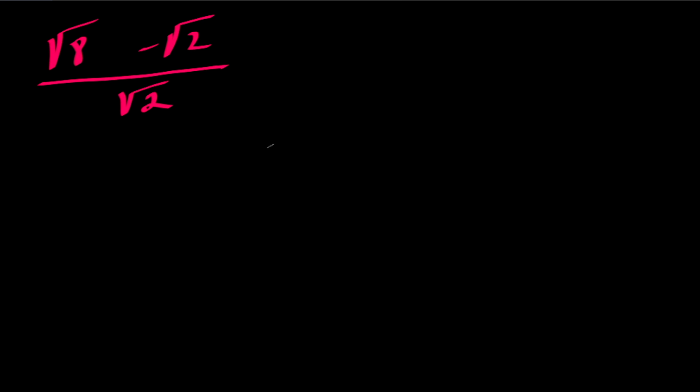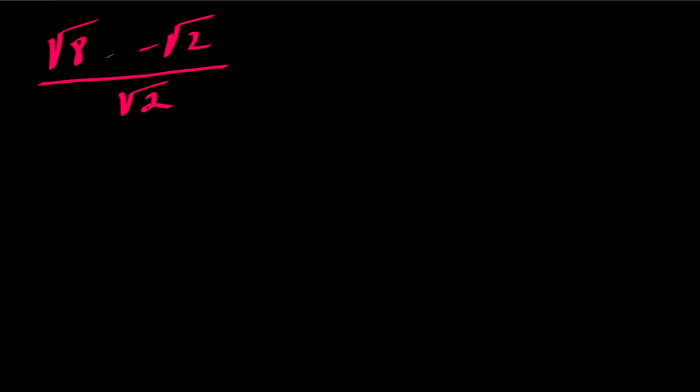So first of all, let's say I have the square root of 8 minus the square root of 2, all over the square root of 2. Now, for some of you that may look a little odd, which it is pretty odd to look at. So here's what we have going on in the numerator. We have a square root of 8 minus the square root of 2.